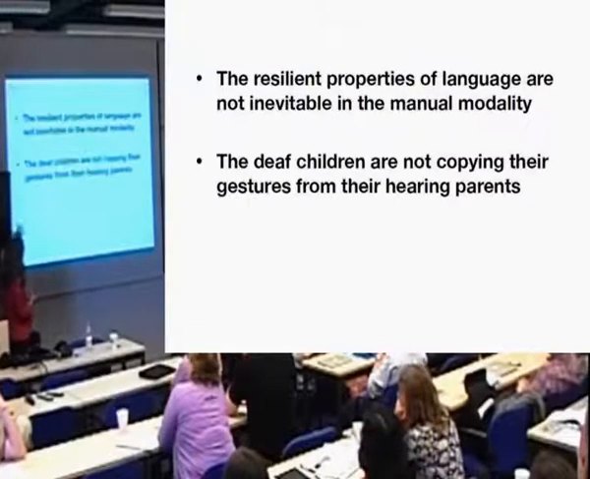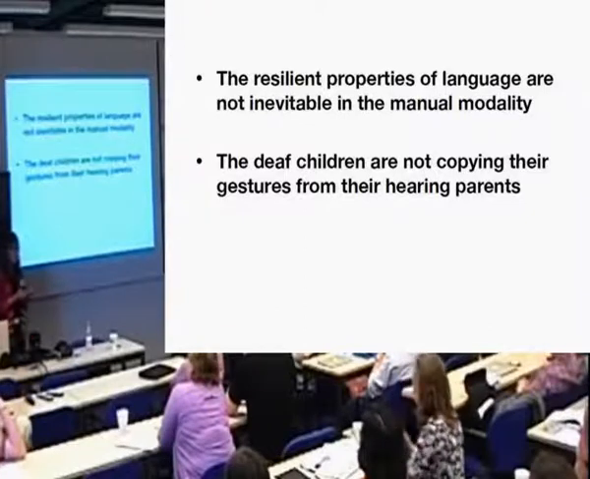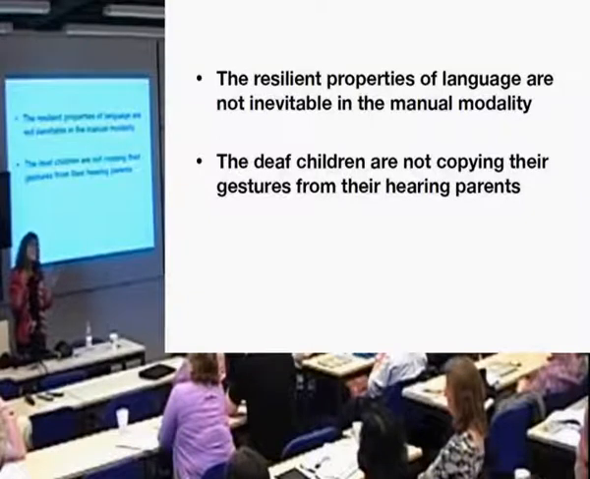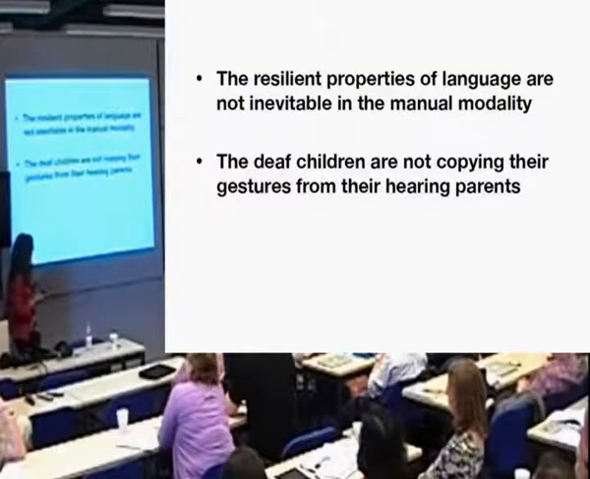So what this suggests is that these resilient properties are certainly not inevitable in the manual modality. I mean, one might think, oh God, every time you pick up your hands, out will come these properties. It doesn't have to, because it doesn't come out from others. And then, of course, it also suggests that kids can be copying these gestures from their parents.